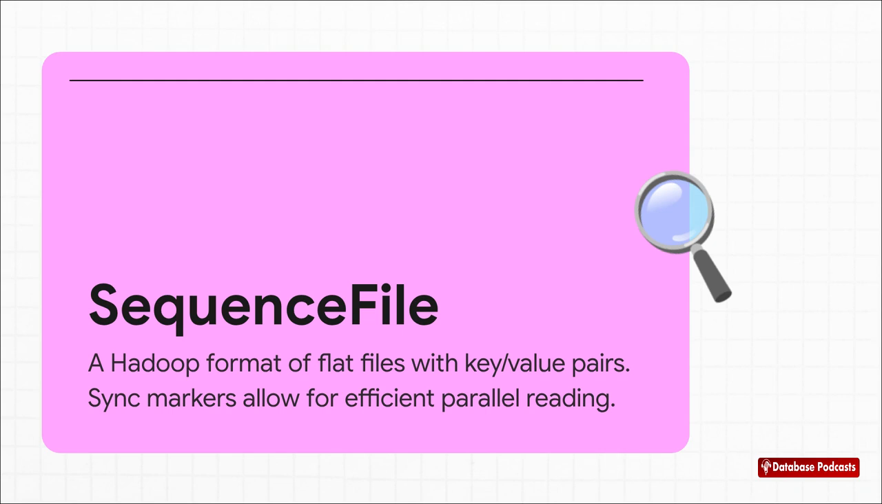At their core, they're just flat files with key/value pairs. But what makes them so clever is that they have these things called sync markers built right in. These markers act like signposts, allowing a distributed system to jump into the middle of a massive file and quickly figure out where the next record begins. It's what makes them so incredibly efficient for parallel processing.